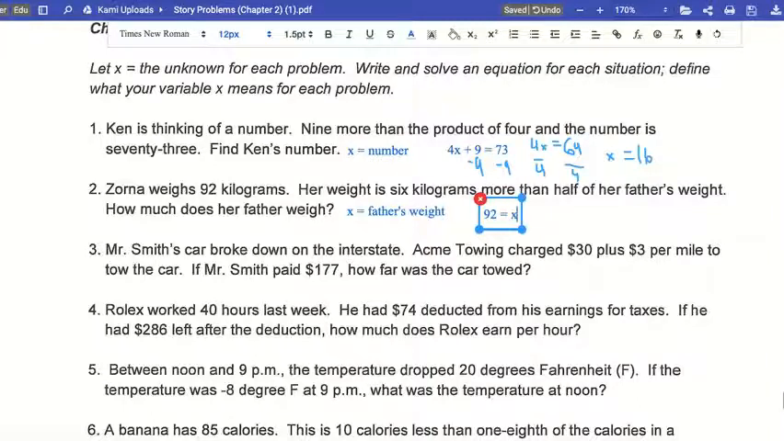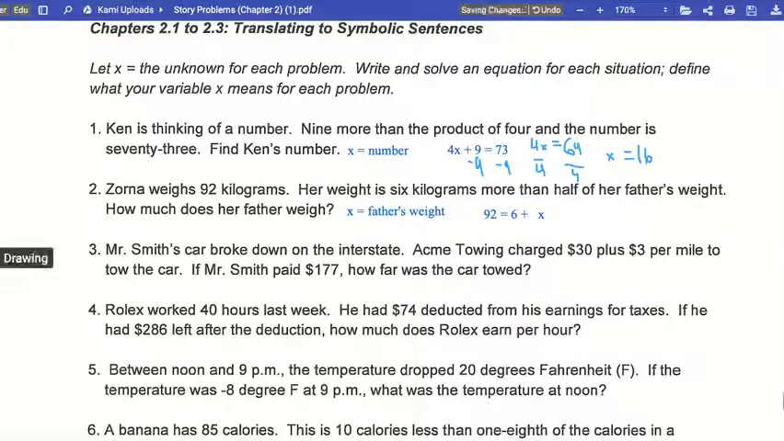So here I will say her weight is 6 kilograms more than her father's weight. So to represent that, I can say 92 equals 6 plus 1/2, which you can represent as this 1/2, or you could leave a space and draw in 1/2 of x. That is her father's weight. I'm going to draw in my 1/2. Here I have Zorna's weight. I know her weight is half of her father's weight plus 6.